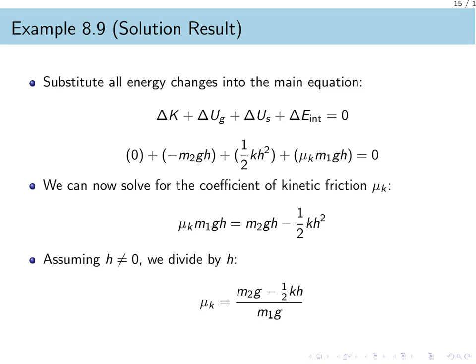Our goal was to find the coefficient of kinetic friction, mu sub k. We can now rearrange this equation to solve for it. We move the terms to get mu sub k m1 g h equals m2 g h minus 1/2 k h squared. Assuming h is not 0, we can divide the entire equation by h. This gives our final expression. Mu sub k equals the quantity m2 g minus 1/2 k h, all divided by m1 g.